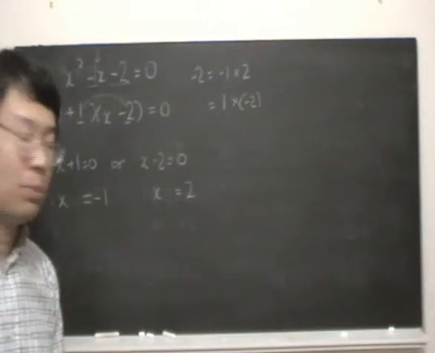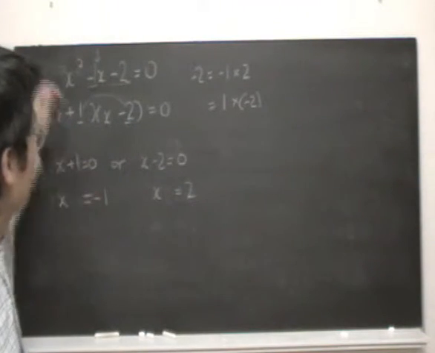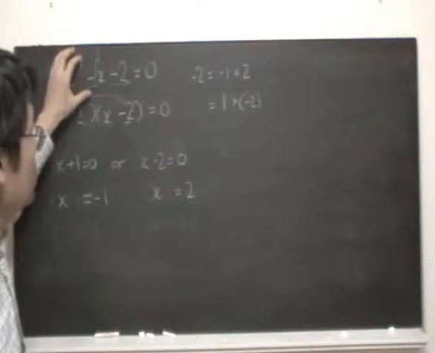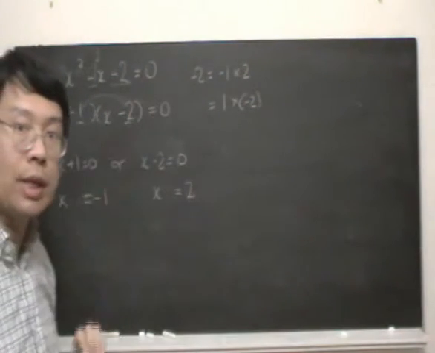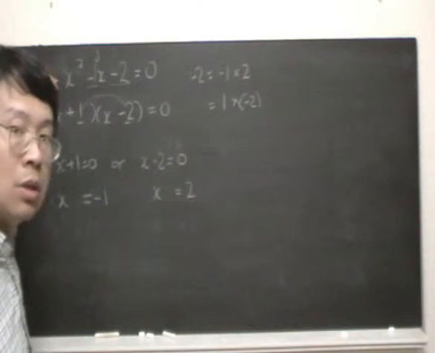And you should always double check by substituting each of these into the original equation to check that the left hand side is equal to the right hand side, to check that the equation is satisfied.